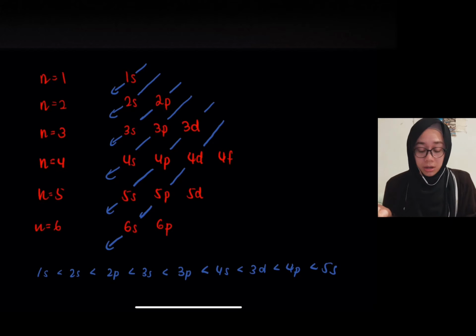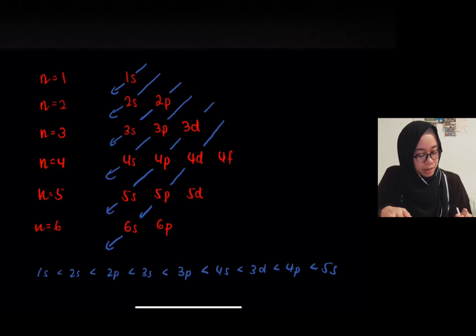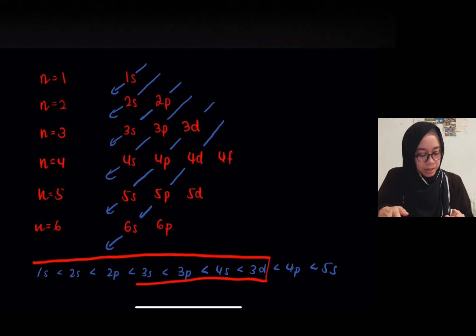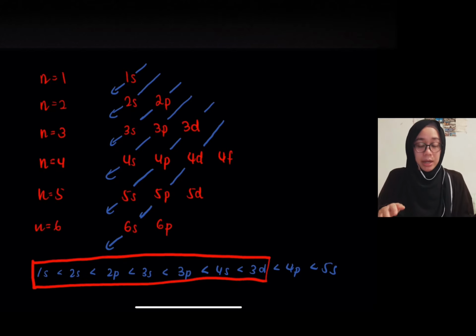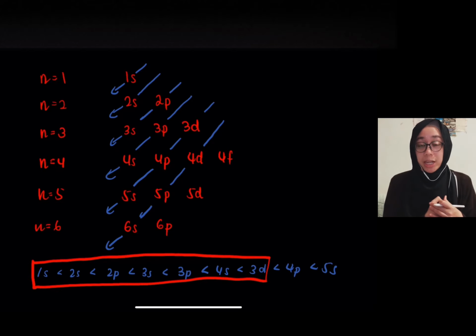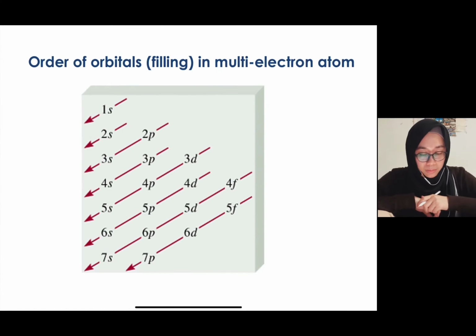and so on. Okay, tapi the one yang kamu kena take note is only daripada 1s sampailah 3d. Okay, kita cuma belajar sampai nak isi 3d orbital sahaja. Tapi Miss Hasan nak hafal setakat sampai 4p tu pun should be masih okay lagi. Tapi atom ataupun elemen yang diberi kepada kamu mostly yang akan diisi sampai 3d orbital sahaja. Okay. Okay, so let's go back here.